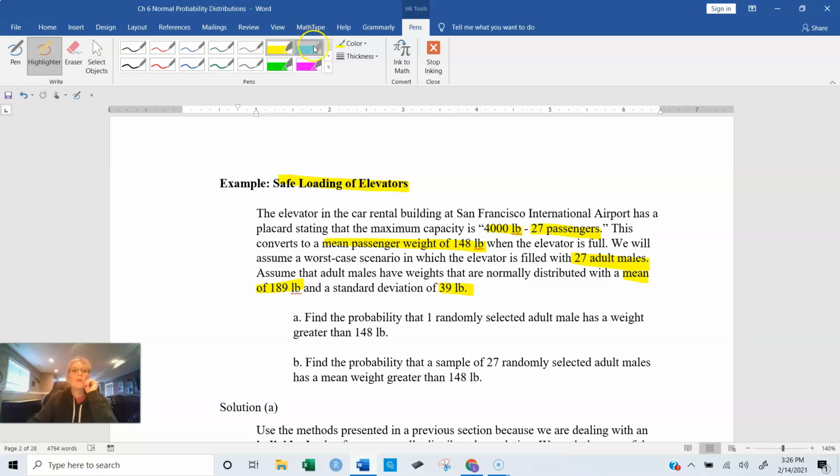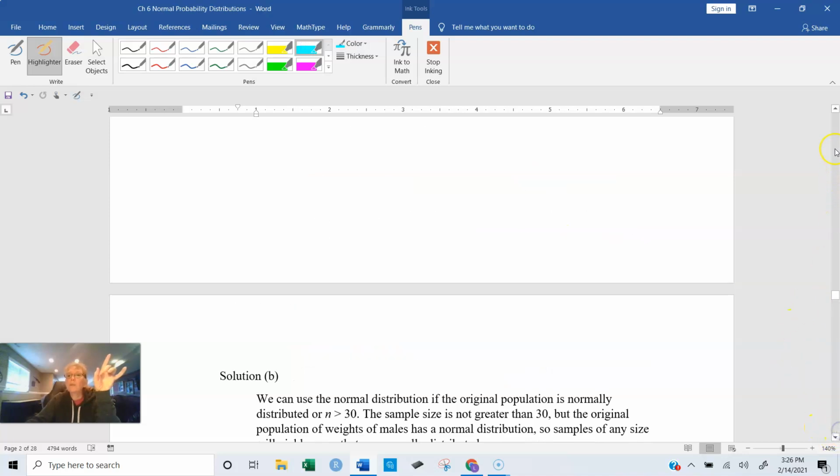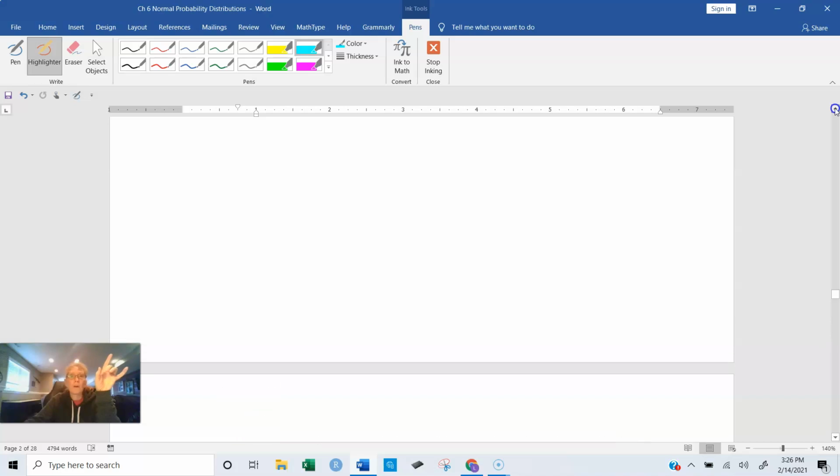We want to find two things. The first one, the probability that just one of them is greater than 148. And the second thing I want to know, the probability that the sample of 27 has a mean greater than 148. So what happens when one? What happens when all of them is what we're looking for here.